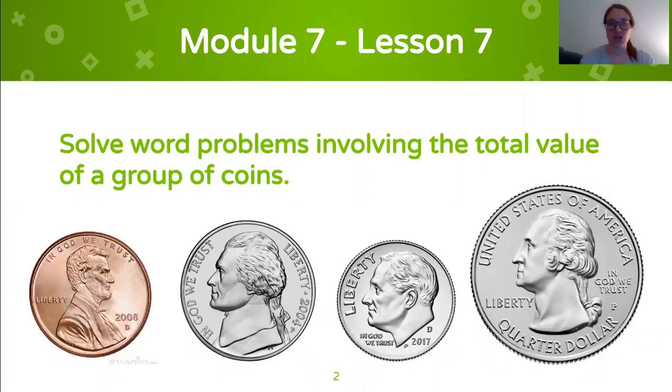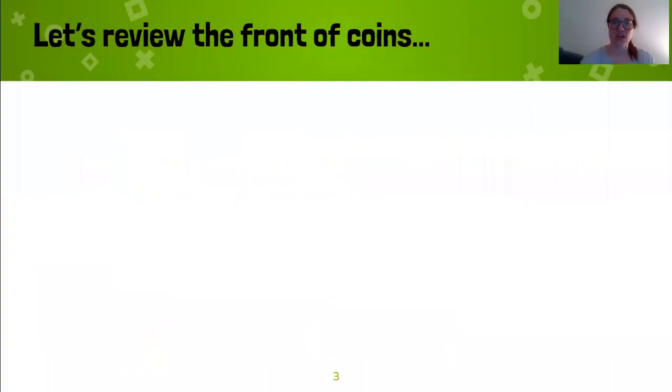Today we are going to solve word problems involving the total value of a group of coins. So let's go ahead and review the front of coins.